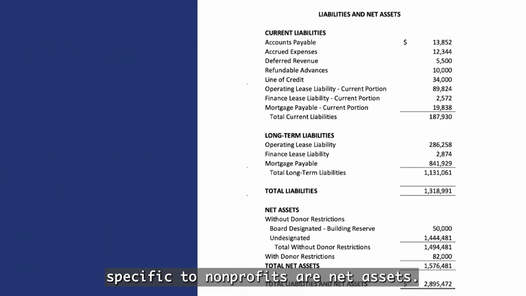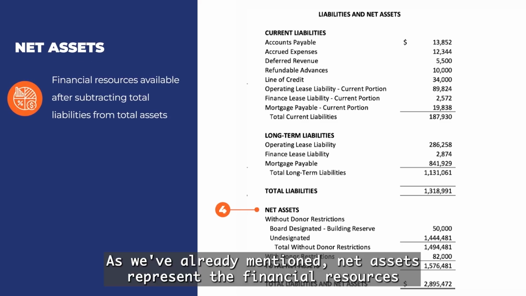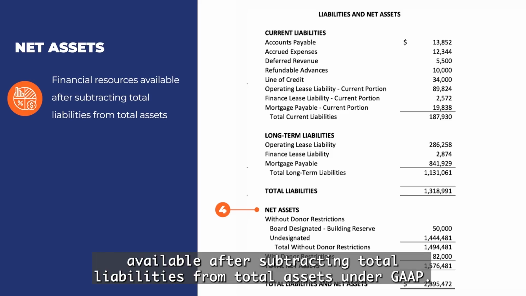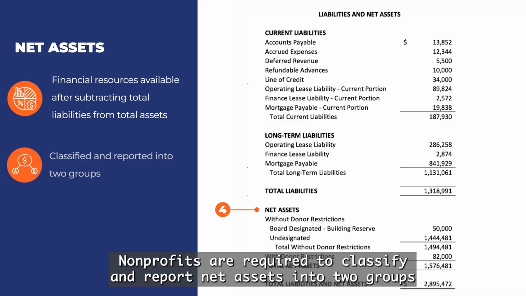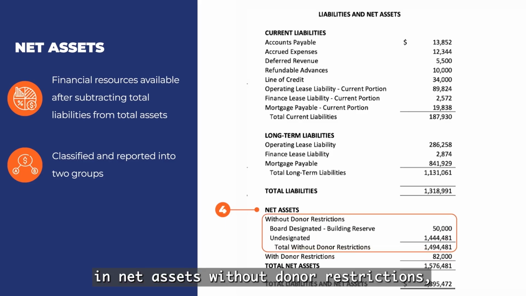The fourth item specific to nonprofits are net assets. As we've already mentioned, net assets represent the financial resources available after subtracting total liabilities from total assets. Under GAAP, nonprofits are required to classify and report net assets into two groups: net assets with donor restrictions and net assets without donor restrictions.